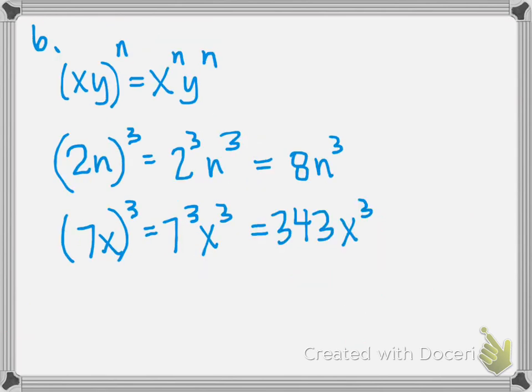Two things multiplied to the power, you have to do both parts to the power. So here's an example. You do 2 cubed and then you do n cubed. 2 cubed is 8, n cubed is n cubed. Same thing: 7x cubed is 7 cubed, x cubed.